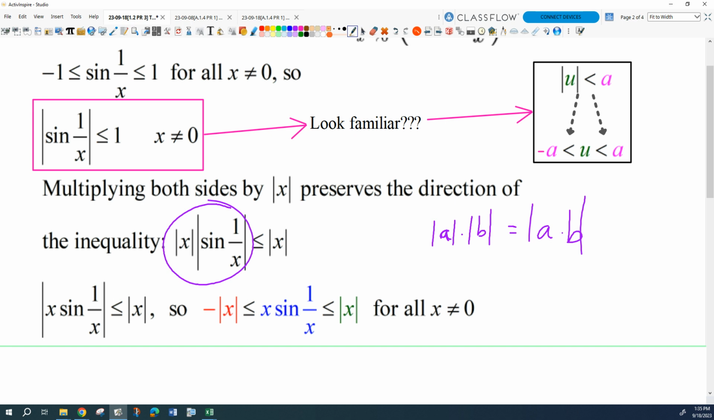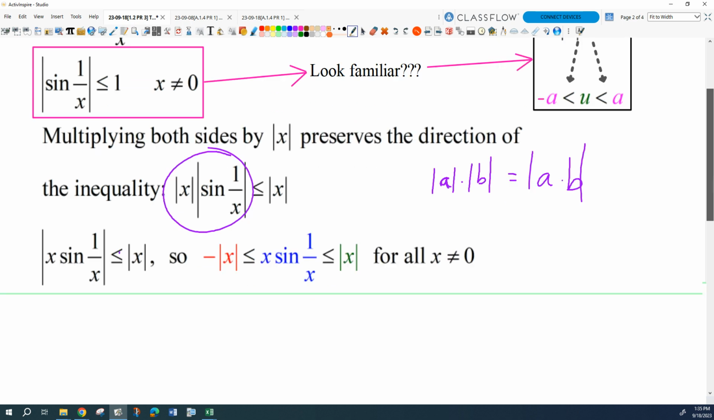Then the absolute value of that product, x times the sine of 1 over x, is less than or equal to the absolute value of x. Well, then we can go back and use this property, right? Whatever's inside this absolute value inequality is going to have to get pinched in the middle. It's going to be greater than or equal to the opposite of what's outside, which is negative the absolute value of x, and less than or equal to the positive value that's outside, which is the absolute value of x.